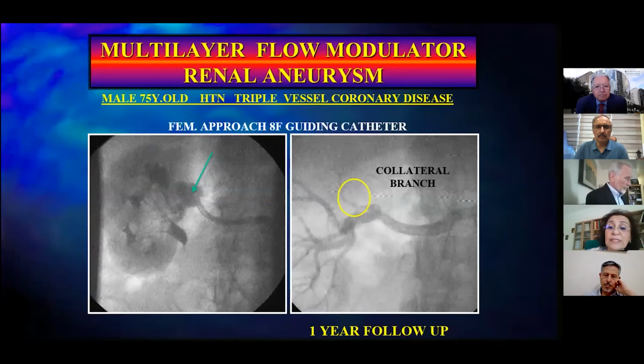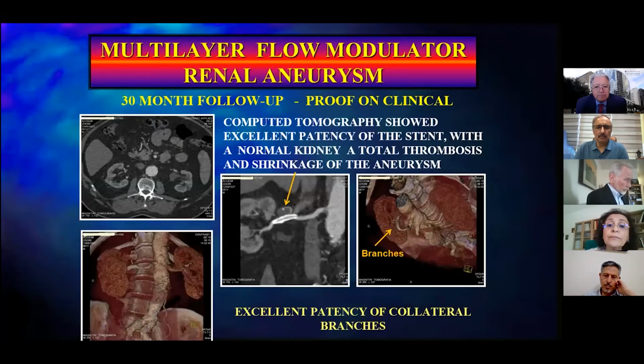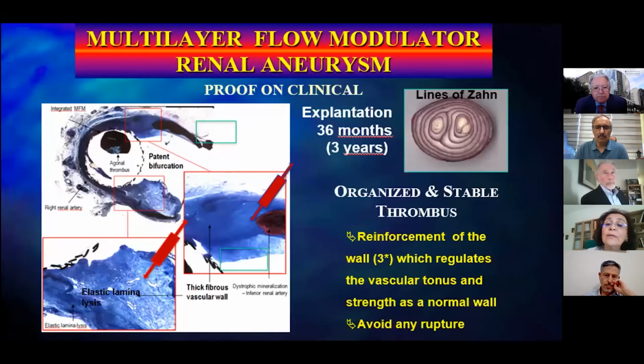And this is the renal aneurysm. At 1 year of follow-up, we can see the aneurysm is completely excluded, and we see the patency of the collateral branch. The same patient had complete exclusion of the aneurysmal sac, but this patient died of a neoplasm 6 months after this CT scan, and we could bring proof of clinical, organized, and stable thrombus.